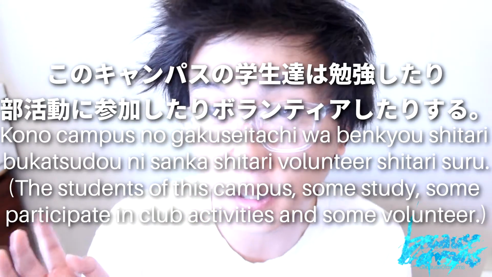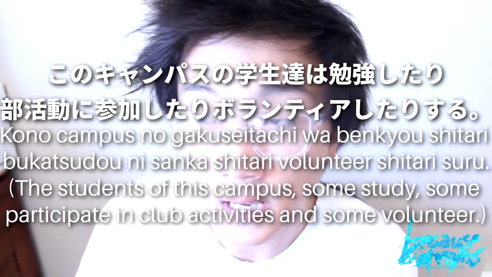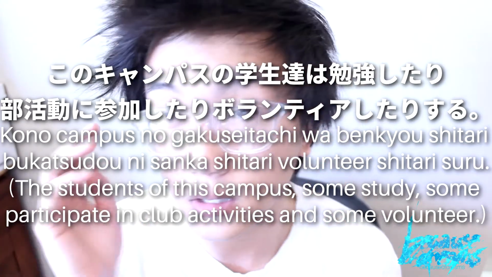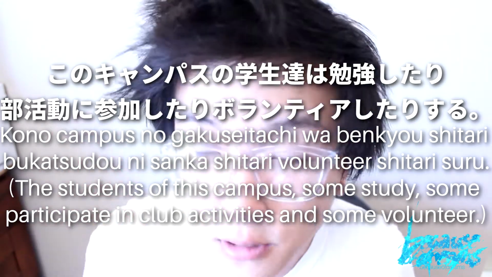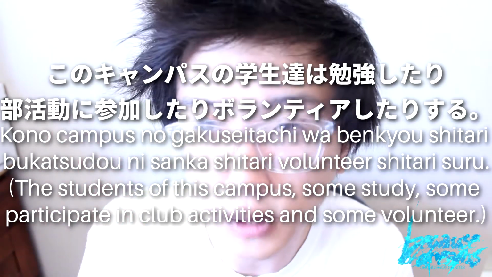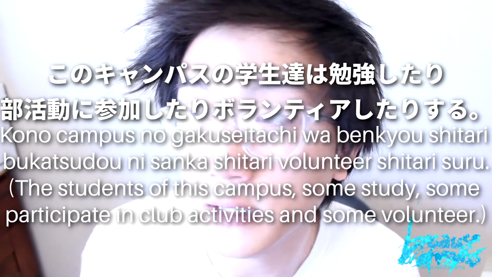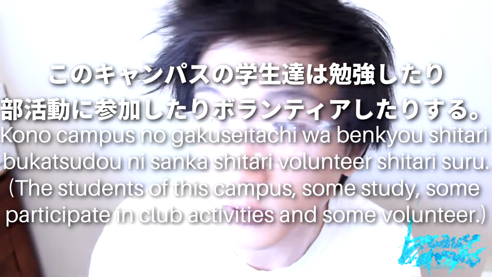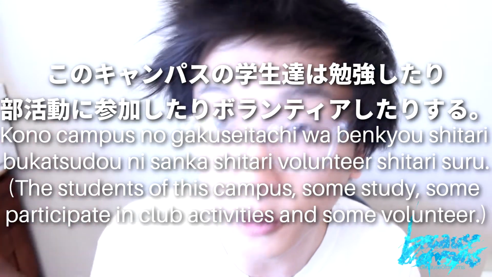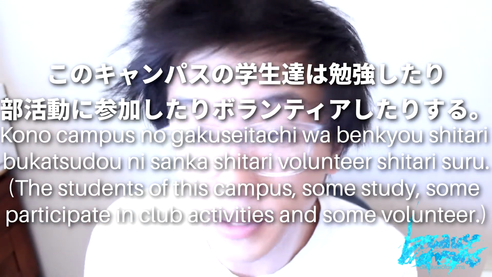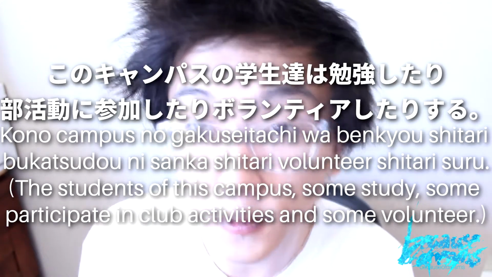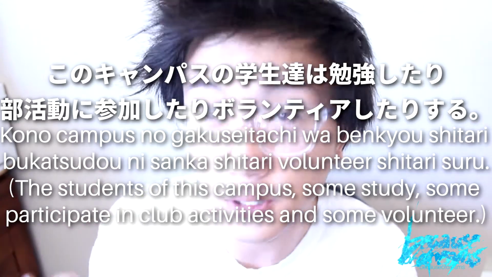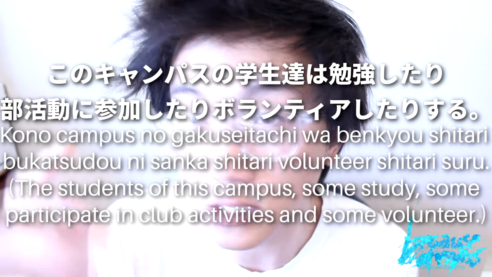Then we get into the verbs that we need to list. So benkyou shitari is first. Benkyou is a verb we've used before. It's a verbal noun. It means to study. So we have suru, and that's conjugated into shitari. After that, we have bukatsudo, and this means club activities. After bukatsudo, we have ni sanka shitari, and sanka suru is a verbal noun that means to participate. So we have sanka shitari because the suru turns into shitari as always. And we have the particle ni there to indicate that it's the bukatsudo, the club activities that they're participating in. And for the last verb activity, we have volunteer shitari, and volunteer is just the word volunteer. It turns into a verbal noun here, so we have to use suru again, and that changes into shitari.